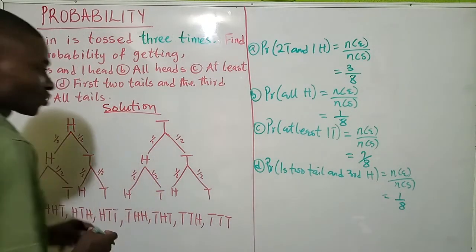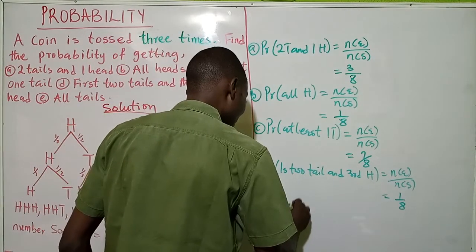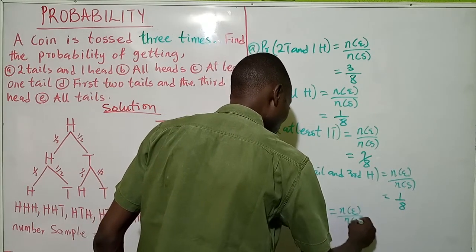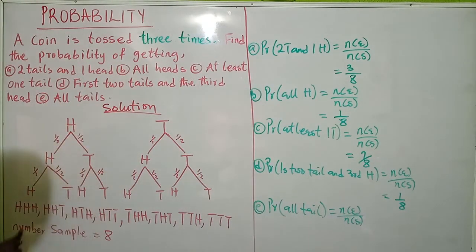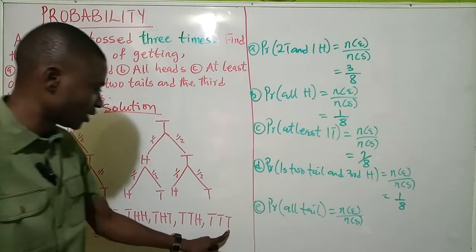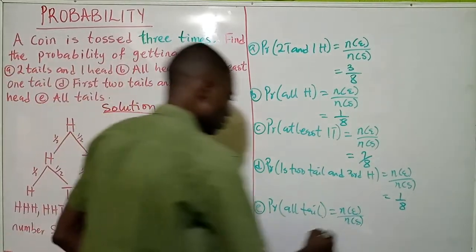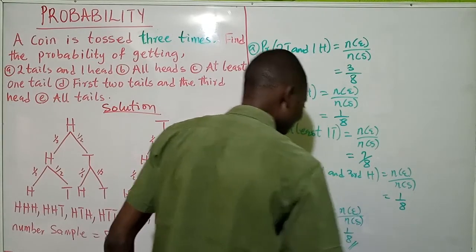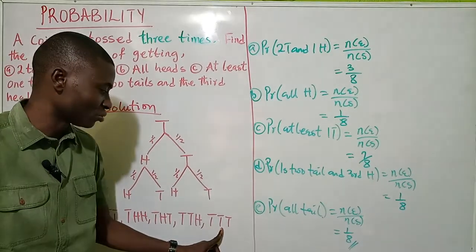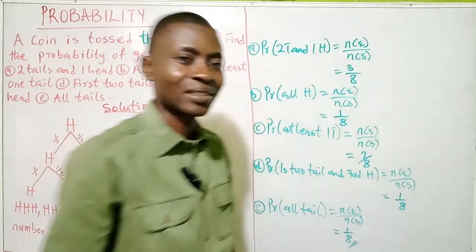Now, let's look at the last one, E. Probability that all tail, that means everything is tail. Probability of all tail is equal to number of events over number of sample space. Now, let's look at it. Everything must be tail. This is it: tail, tail, tail. All tail. That is what they're asking for. So how many is it? It's just 1. So that is equal to 1 over 8, and that is our answer. So again, remember this is 1 over 2 times 1 over 2 times 1 over 2. When you multiply that, you get 1 over 8. It's not difficult at all.